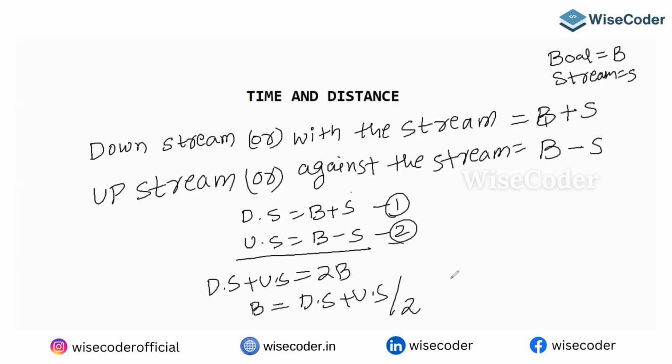If you want the stream speed, you have to subtract. When you subtract, b will get cancelled, and you will get the stream speed is equal to downstream speed minus upstream speed divided by 2. So this is the boat speed, and this is the stream speed.